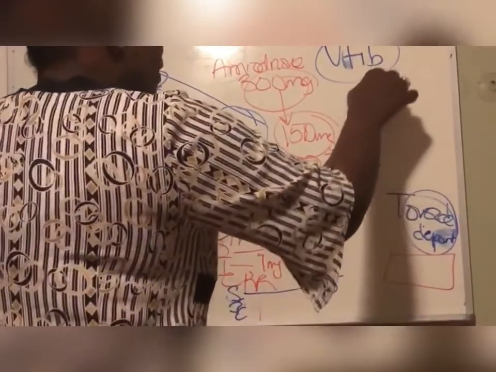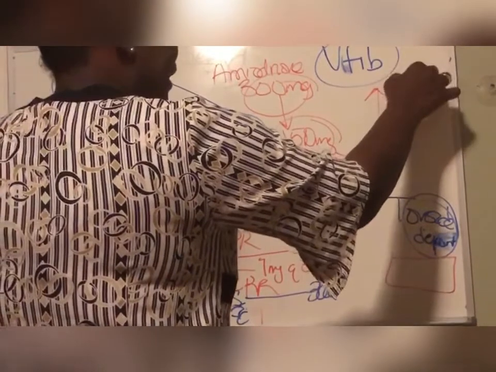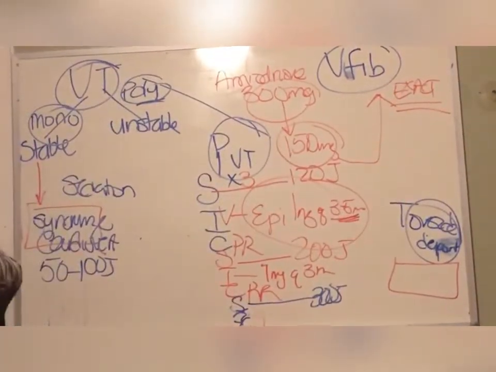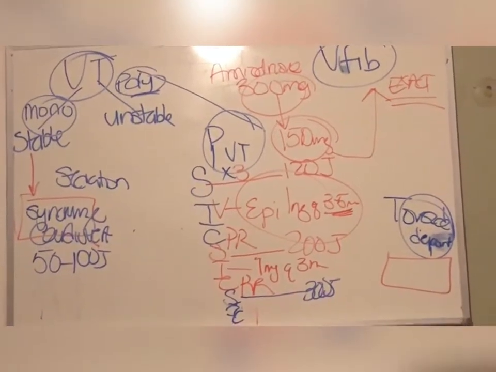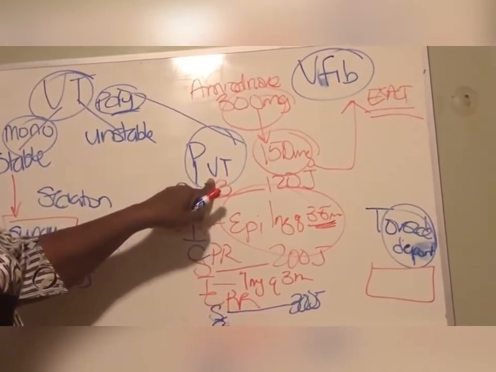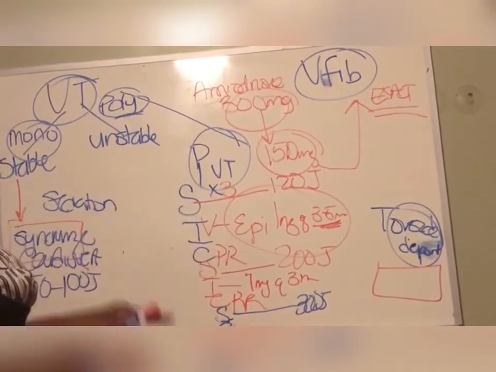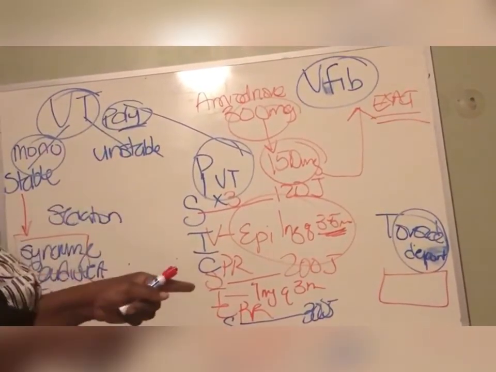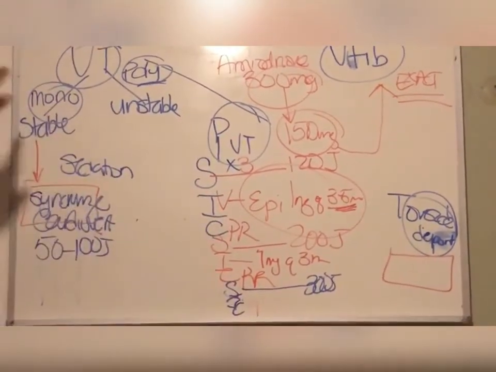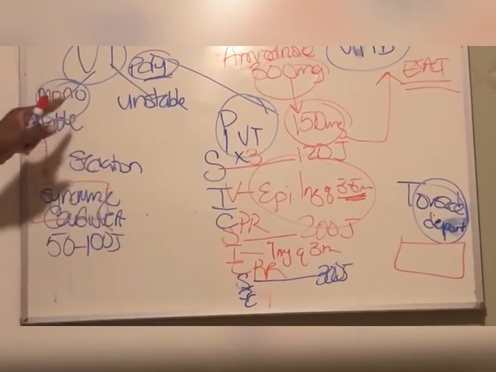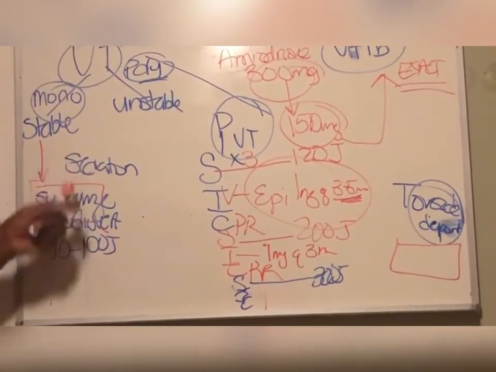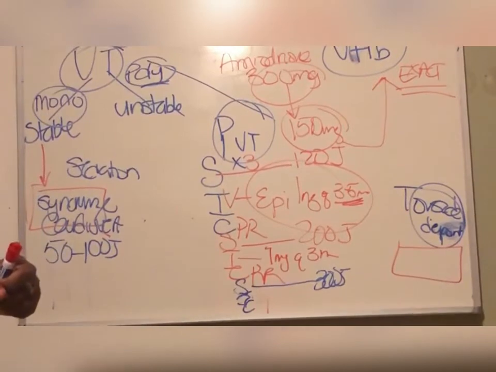The easy thing about VFib is the exact same thing as pulseless VTAC. If you recognize what VTAC looks like, you check the patient's pulse. He has no pulse, but it looks like VTAC. That means he's pulseless VTAC. This patient needs to get shocked. When you look at the monitor and he has VTAC, but he has a pulse, he's stable: sedate, synchronize, and cardiovert.